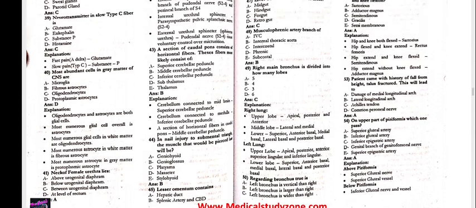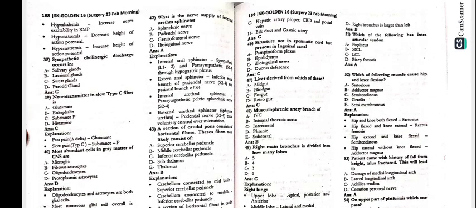45. Lesser omentum contains hepatic artery proper, CBD and the portal vein. 46. Structure not in the spermatic cord but present in the inguinal canal is ilioinguinal nerve. 47. Liver derives from which of these? That is the foregut. 48. Musculophrenic artery is the branch of the internal thoracic artery.